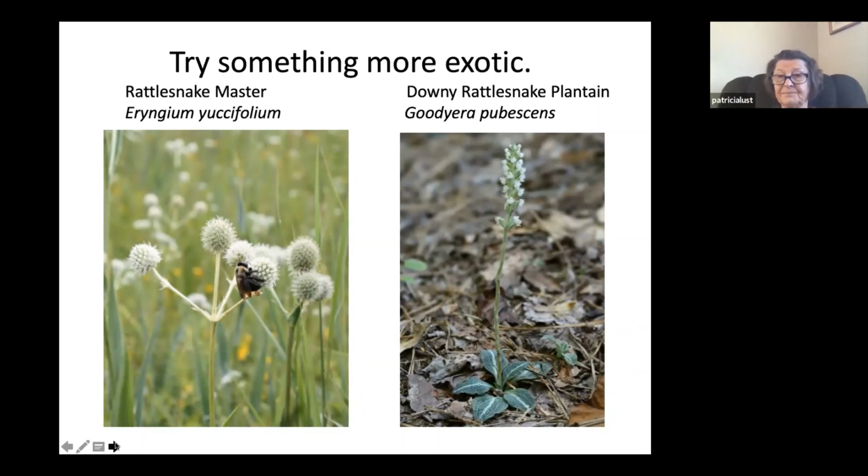The one on the right, the downy rattlesnake plantain, is actually a Virginia native orchid. And I love it especially for the foliage. It's a little harder to grow, but you can do it.